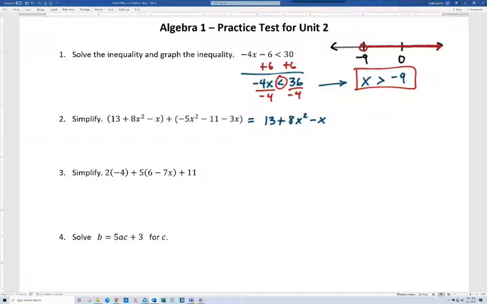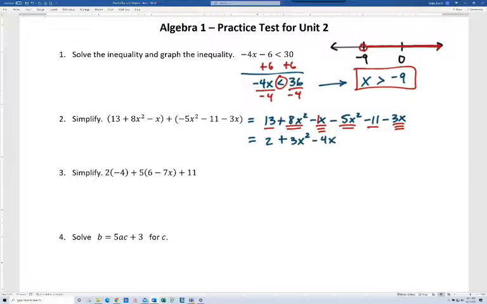We get 13 plus 8x squared minus x. And now notice you're going to have a plus minus 5x squared. Let's just write that as minus 5x squared, and then minus 11 minus 3x. And so now we've got some like terms to combine. We can add our 13 and -11 to get 2. We've got 8x squared and a minus 5x squared, and that's 3x squared. And then a minus 1x and a minus 3x is going to give us a minus 4x.